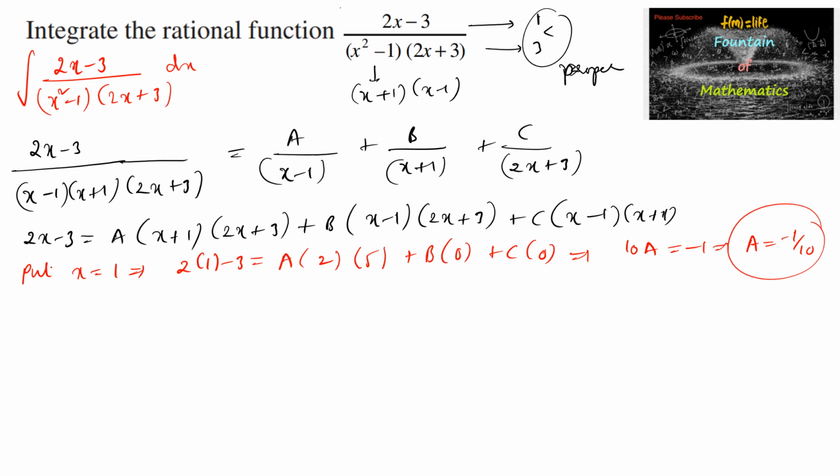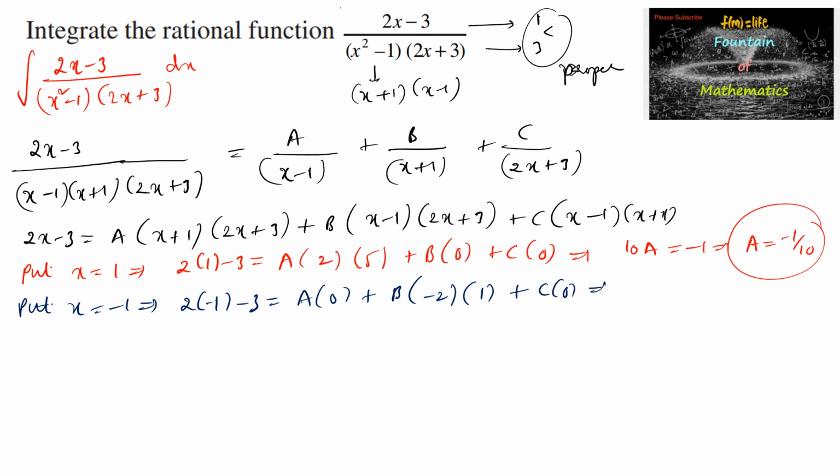And coming to the next one, put x is equal to minus 1, which implies 2 times of minus 1 minus 3 is equal to a times of 0 plus b times of (minus 1 minus 1) that is minus 2, into (2 into minus 1 minus 2 plus 3) is 1, plus c times of 0, which implies minus 2b is equal to minus 2 minus 3 that is minus 5. So b is equal to 5 by 2.